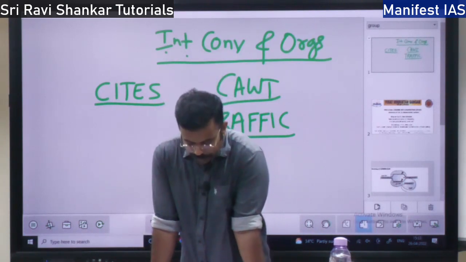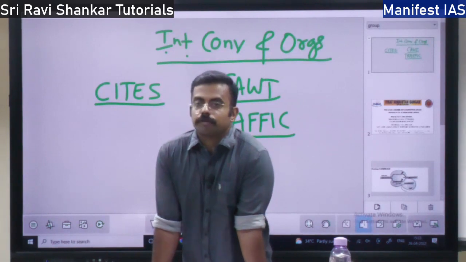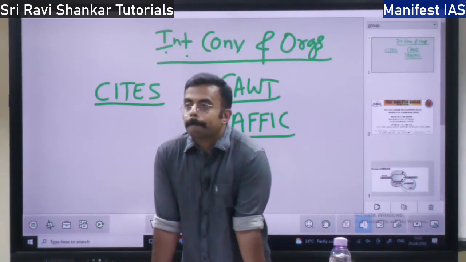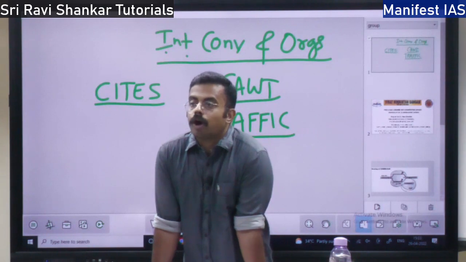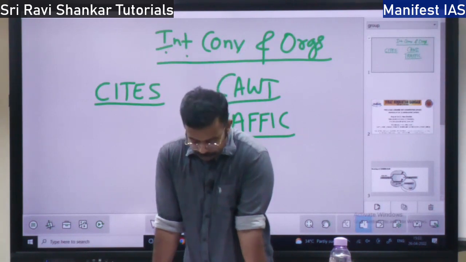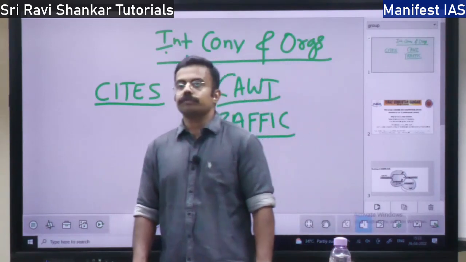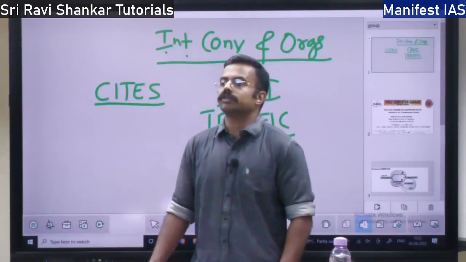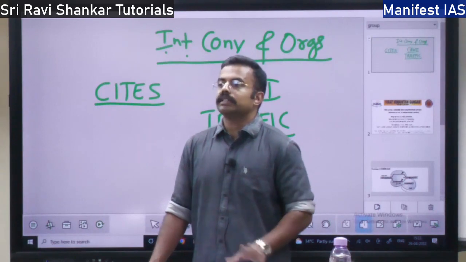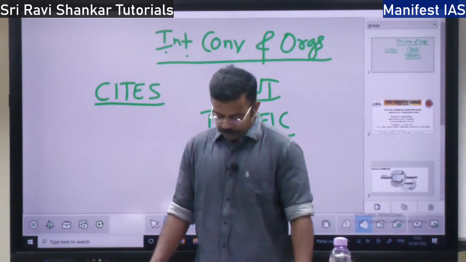So this forum has got universal membership. What is universal membership? All the countries are members to this convention. No country is left out, right? So this aims to form an international forest policy. Individual countries have a forest policy. This focuses on international forest policy.